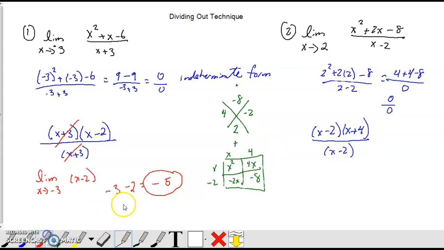Hopefully you didn't. So x minus 2 kind of gets away. So in reality, you're actually finding the limit as x approaches 2 of just x plus 4. This I'll be able to plug in, so 2 plus 4.